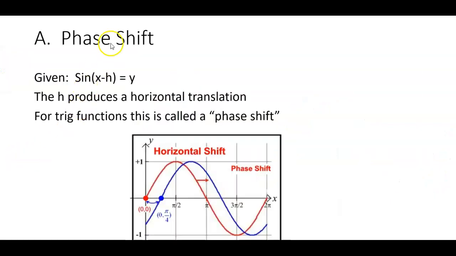And so here's a summary of that fact. With trigonometric functions, whenever you do horizontal shifts, we call them a phase shift. It's just a vocabulary word, not a big deal. The h produces a horizontal translation. It slides the graph to the left or the right, depending on whether it's positive or negative. And in trigonometric functions, once again, we call that a phase shift.